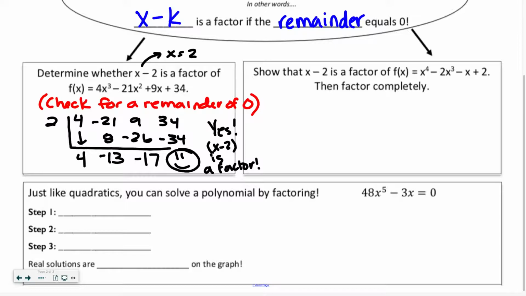Okay, in the second box, we're going to show that x minus 2 is a factor of a different polynomial. It's a quartic polynomial. And then we're going to go a step further after we show that it's a factor. We're going to factor everything completely. So see if you can set up your synthetic box for me. Let's put our phones away and set up our synthetic box. Okay, be very careful with this one. Make sure you have all the terms in the polynomial.